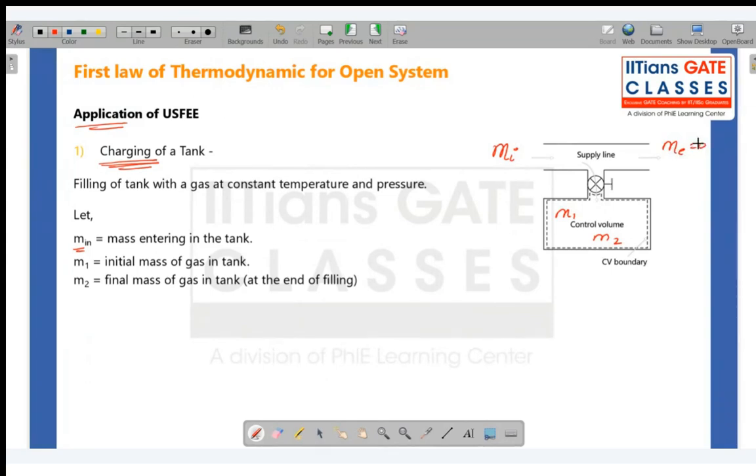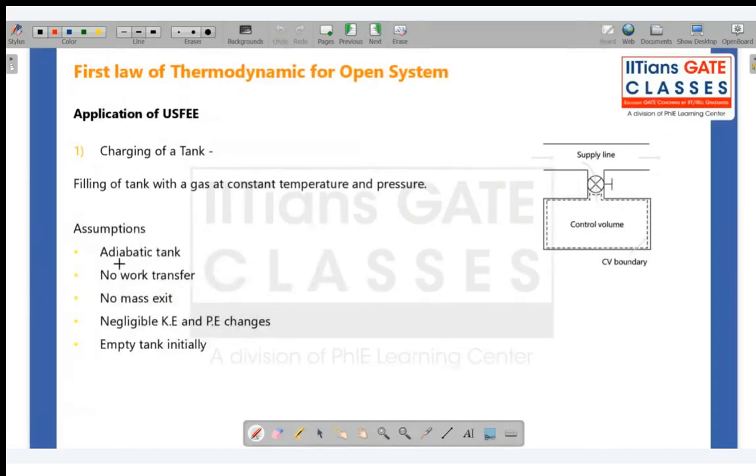Exit is zero. Okay, so what are the assumptions? It's an adiabatic tank, so that means Q is equal to zero. Of course, only filling or emptying you are doing, so work will also be zero. I am assuming M exit is equal to zero. Kinetic and potential energy I can neglect, and empty tank initially.